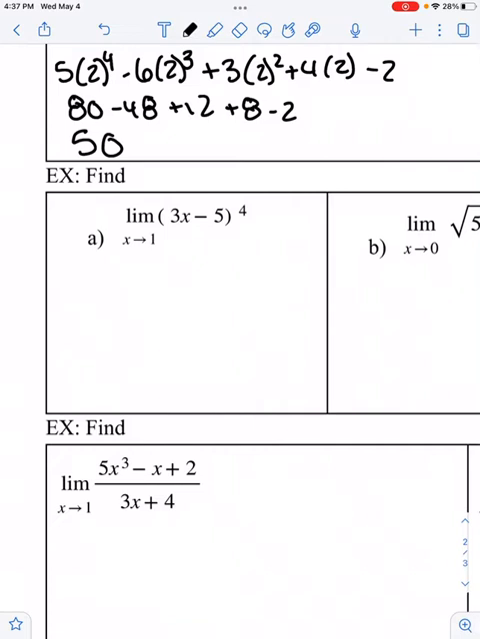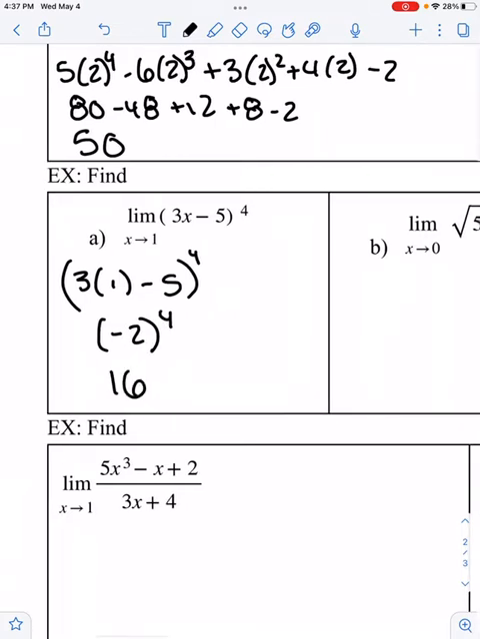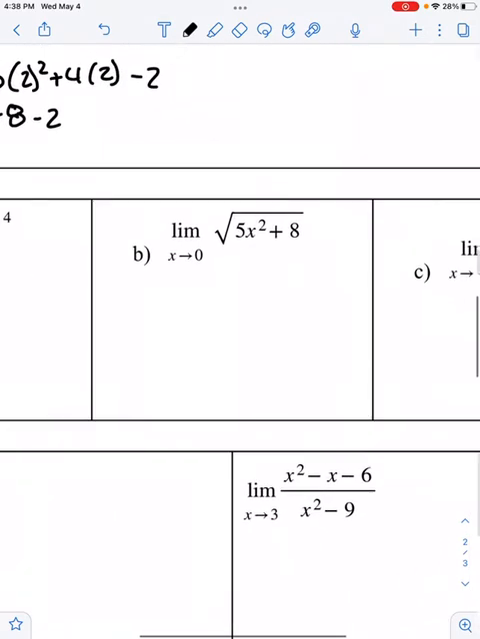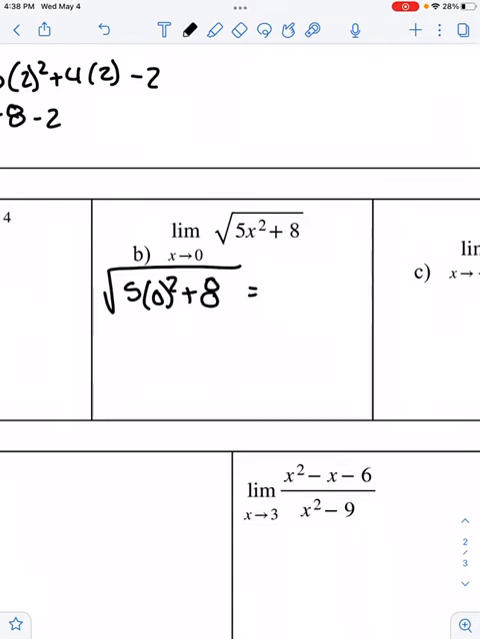Again, we're going to go ahead and plug in. So 3 times 1 minus 5 to the 4th power. 3 minus 5 is negative 2, and negative 2 to the 4th power is 16. The square root of 5 times 0 squared plus 8 equals the square root of 0 plus 8, which equals the square root of 8, which simplified is 2 root 2.